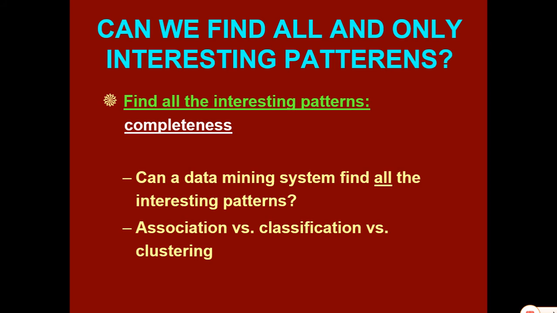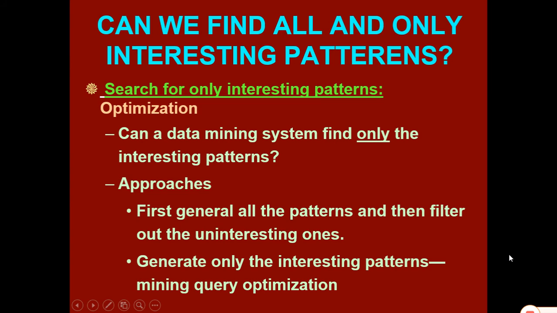That is a very important question, and for that purpose we have association versus classification versus clustering. Now there is one more point, that is optimization. What are you going to find out, and should we optimize? So the question is, can a data mining system find only the interesting patterns? That is important, because when you are doing data mining you are going to get a lot of data, and then you need to do the optimization.